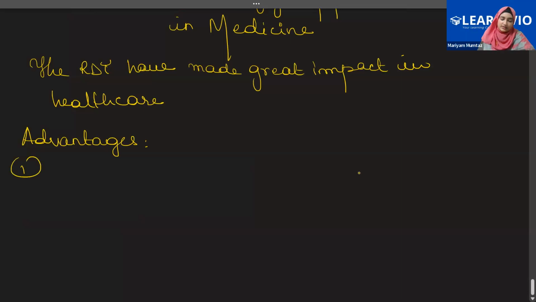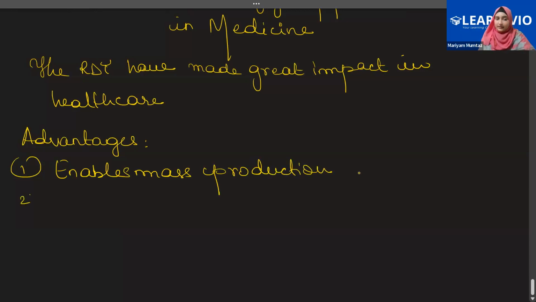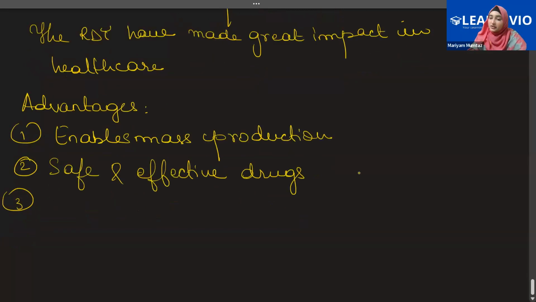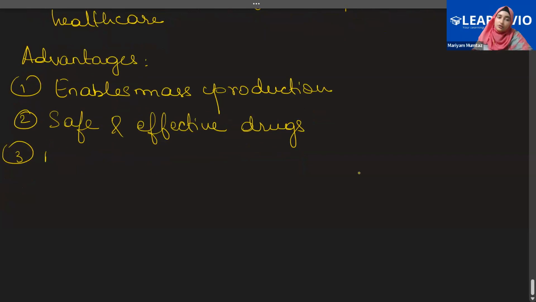The first advantage is that it enables mass production. Okay, meaning production in a huge quantity that is required by the public, right? Then the second thing is safe and effective drugs. Safe and effective drugs are made. And lastly, the third is that they do not have any kind of side effect. The reason why? Because they are targeted, isn't it? They are targeted to a particular gene, to a particular problem. So, no side effect.